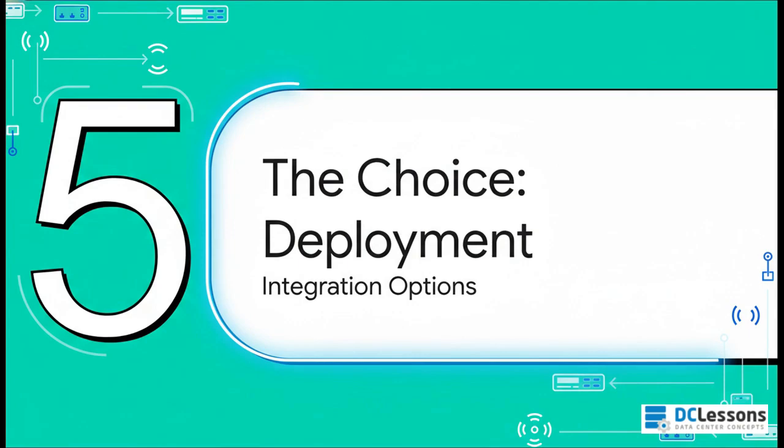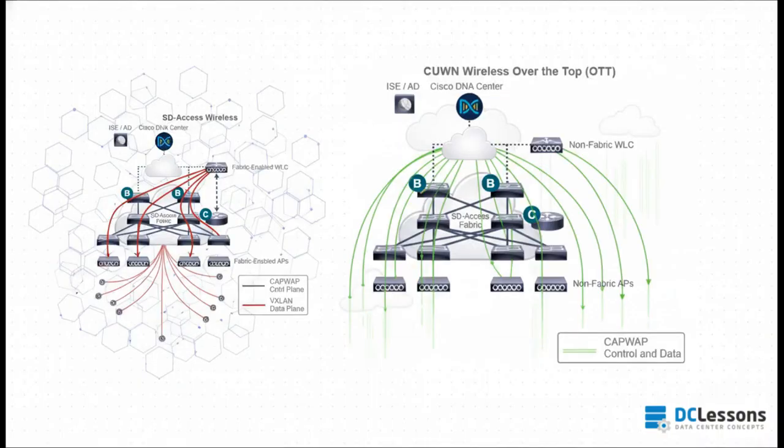Okay, so now that you've got a handle on the how, let's talk about the practical side of things. There are really two main ways you can go about integrating wireless into an SD-Access fabric. It's good to know your options, especially if you're planning a migration. On the left here, you've got the full-blown, true fabric integration that we've been talking about, with that awesome distributed VXLAN data plane. Then on the right, you have what's called the over-the-top, or OTT, model.